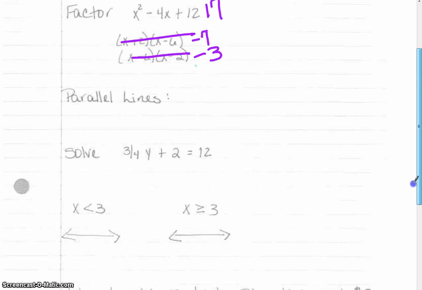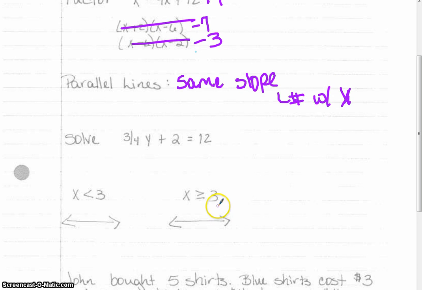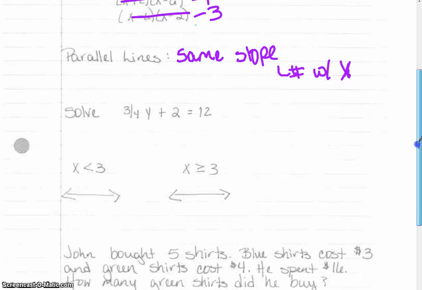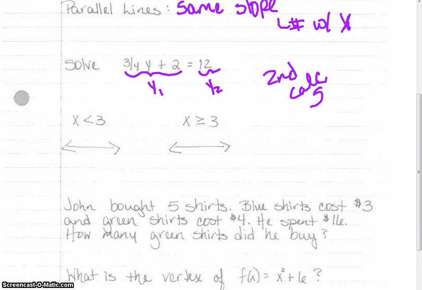Okay, a reminder about parallel lines. We know that parallel lines never touch, and the reason they don't touch is because they have the same slope. So you have to get y by itself, and then you look at the number with x. And it would have to be the same for them to be parallel. If they give you an equation and want you to solve it, everything before the equal sign goes to y1, everything after goes to y2, and then you're going to do second calc 5, enter, enter, enter.